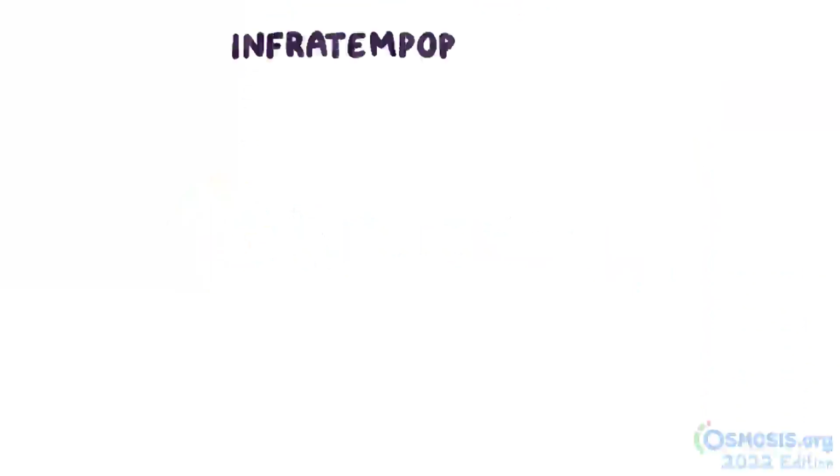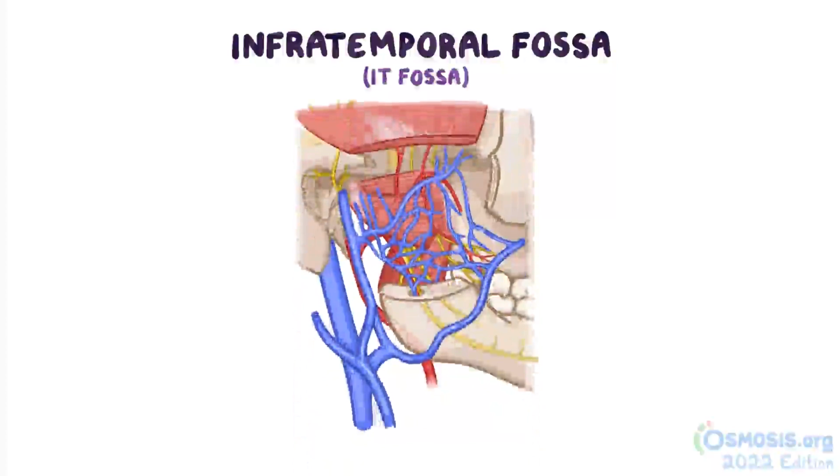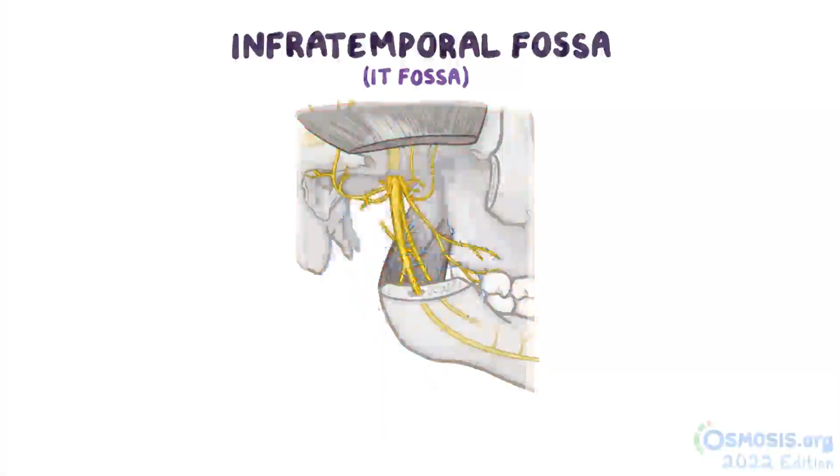The infratemporal fossa, or IT fossa for short, is one of the most important spaces in the head, which acts as a conduit for neurovascular structures entering and exiting the cranial cavity. It contains vital structures such as the maxillary artery and mandibular nerve.